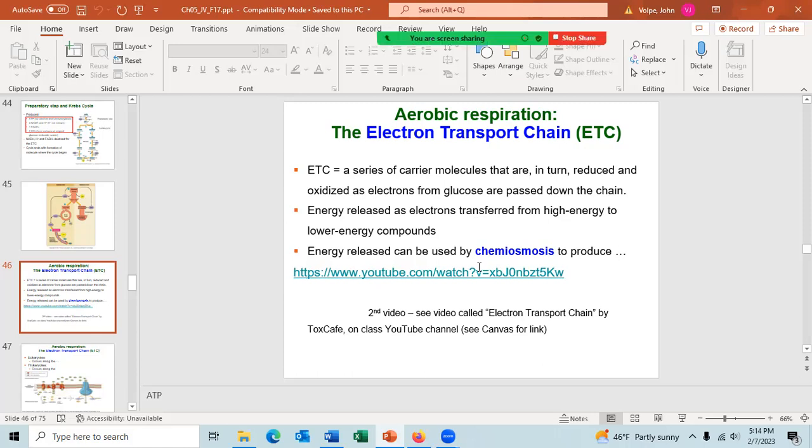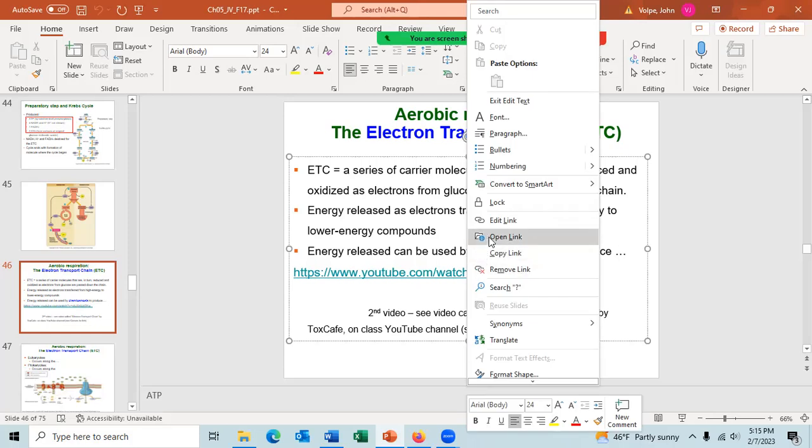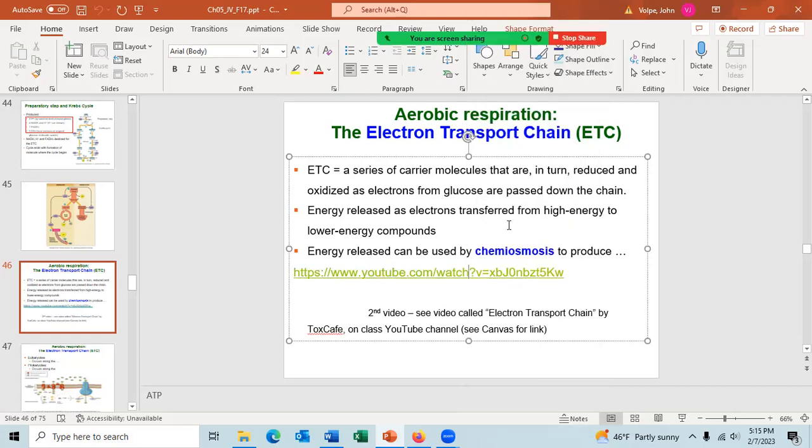And I've got a little video here, if I can get that to work, showing you an overview of the electron transport chain.